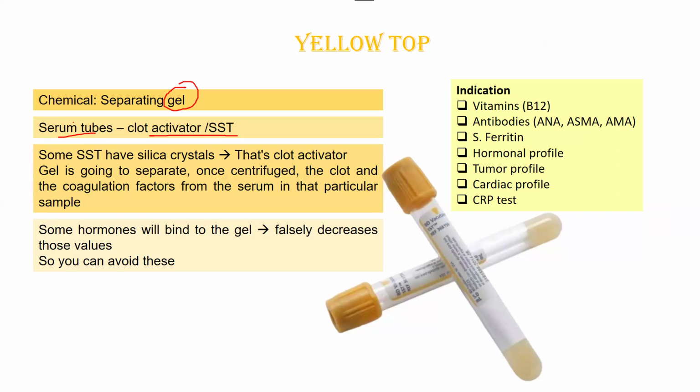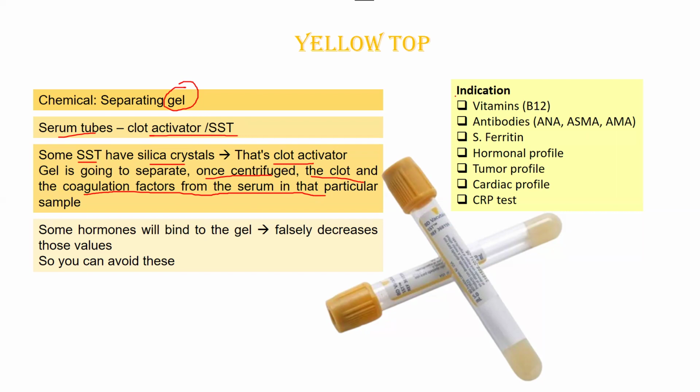We want to check the things that are present in the serum. Normally this yellow top tube has separating gel, but some serum separating tubes have silica crystals too. That's a clot activator too. So what will happen is that you have blood in these tubes and you centrifuge the blood in the tube. The gel is going to separate the clot from the serum in that sample. So you have the clot separated with all the coagulation factors mixed in that clot, and you have your serum separated out in that sample.